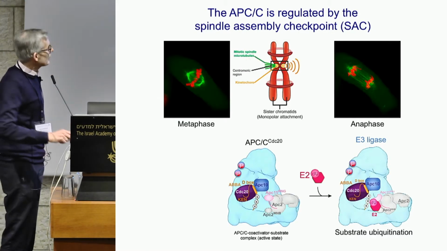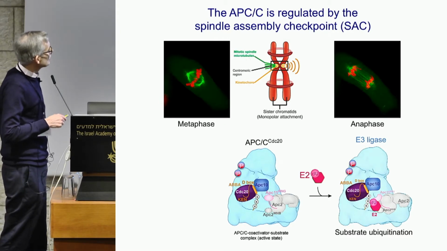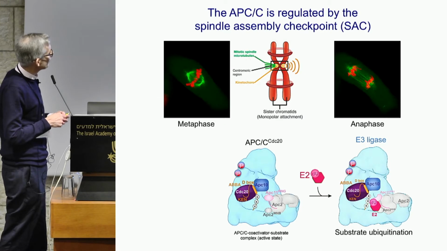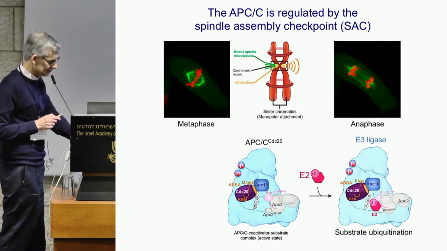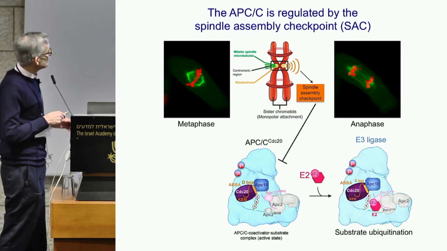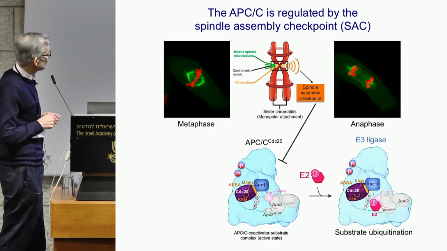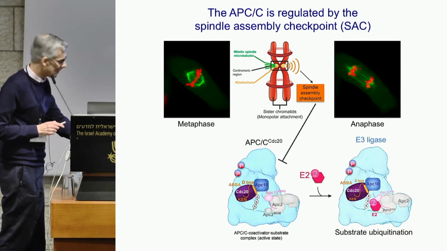The SAC coordinates the activity of the APC with the complete and correct attachment of all kinetochores to the mitotic spindle. Kinetochores are large protein complexes which assemble onto centromeres in mitosis, and detached kinetochores activate the SAC to inhibit the APC. This is achieved because the spindle assembly checkpoint generates a complex called the mitotic checkpoint complex, which binds to and inhibits the APC-CDC20 complex.